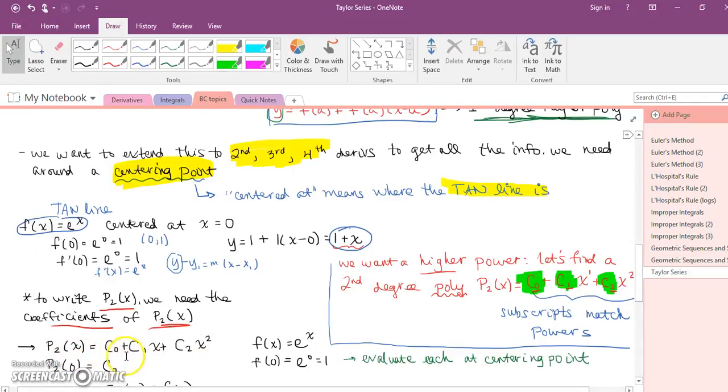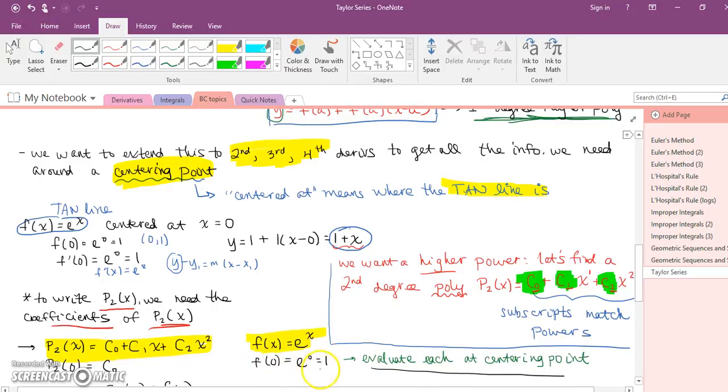So p sub 2 of x will be c0 plus c1x plus c2x squared. What we're going to do here is compare our actual function to our polynomial. First, just the original. Then we're going to compare the derivative of each. Then we're going to compare the second derivative of each. So what you do when you do this is you say, all right, p of x is this, f of x is this. Evaluate them each at the centering point.